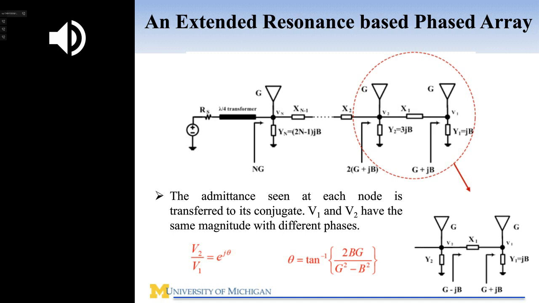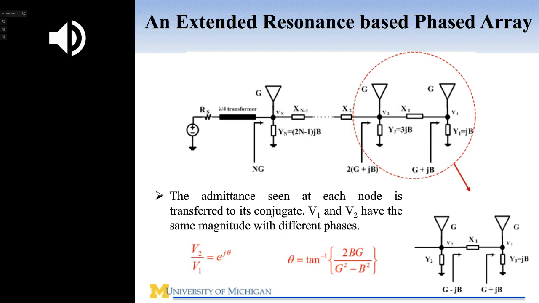And so the idea is how to control the phase progression along the feed line while maintaining the amplitude of excitation. So if we look at the figure on the bottom right, try to simplify the architecture structure. We have two antennas. Each of them provide radiation conductance G. So radiation resistance is R, and so G is 1 over R.